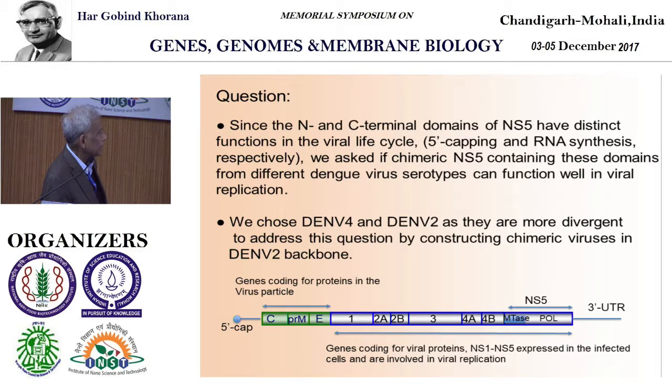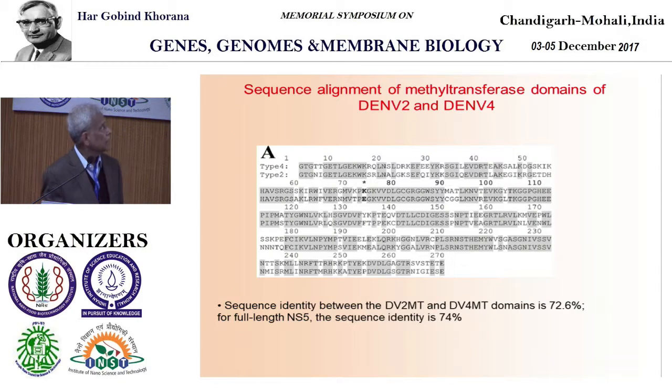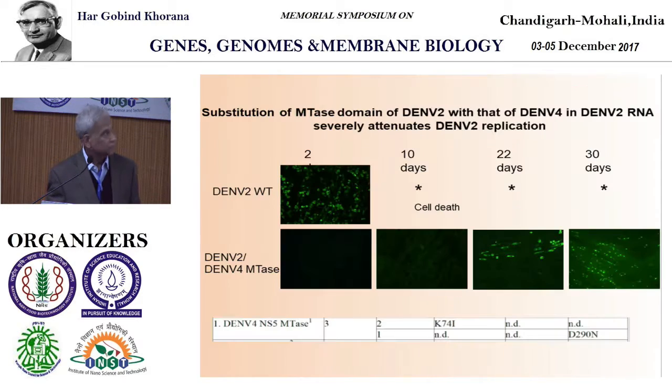them? So we asked this question by putting the methyltransferase domain from another serotype, dengue type 4, and then made a chimeric RNA and looked at the replication of these serotypes. This is the sequence alignment of dengue type 2 and type 4. It's pretty homologous, 72.6%. The full-length NS5 sequence identity is 74%.